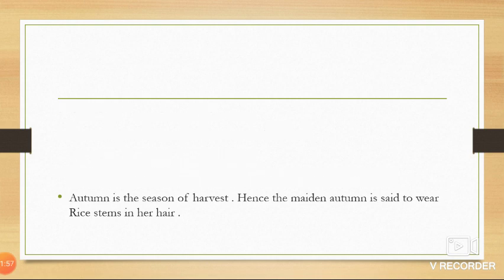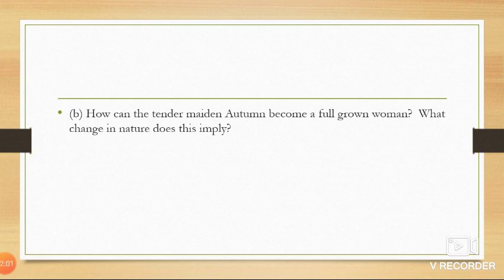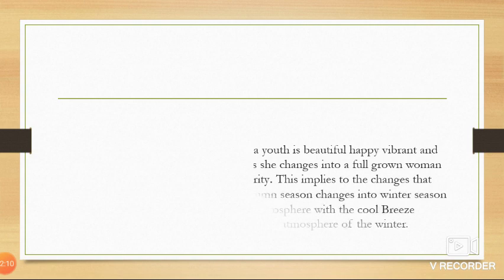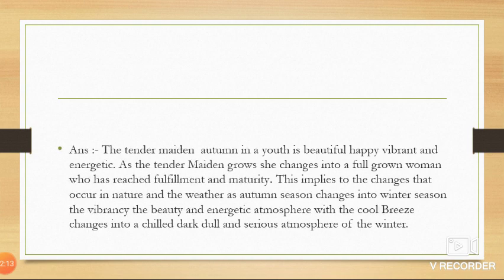Okay, so next question. Let's see. How can the tender maiden Autumn become a full-grown woman? What change in nature does this imply? I have given you the answer for it. The tender maiden autumn in her youth is beautiful, happy, vibrant, and energetic. As the tender maiden grows, she changes into a full-grown woman who has reached fulfillment and maturity. This implies the changes that occur in nature and the weather as the autumn season changes into the winter season. The vibrancy, the beauty, and the energetic atmosphere with the cool breeze change into a chill, dark, dull, and serious atmosphere of the winter. This was the answer.